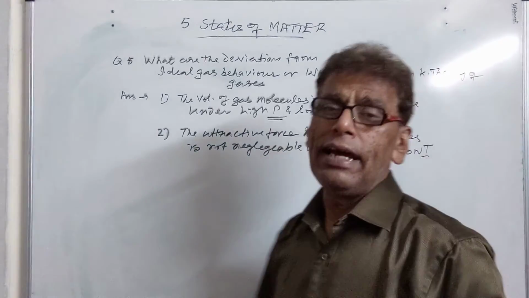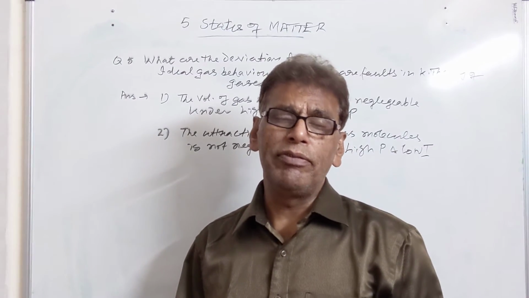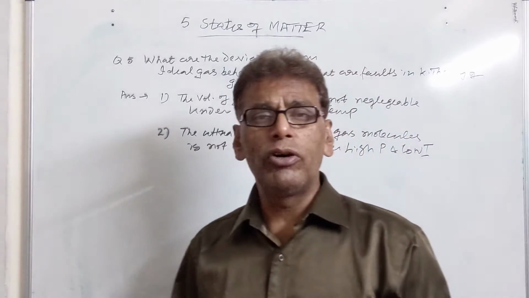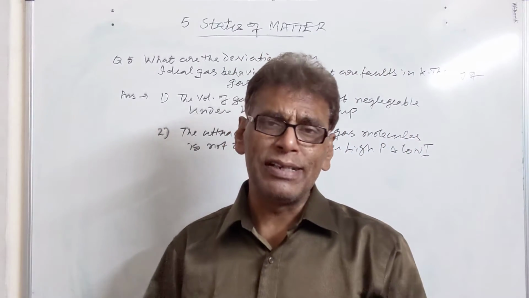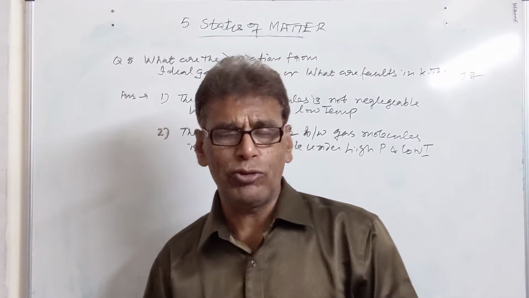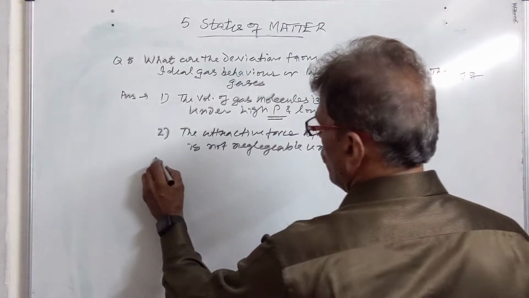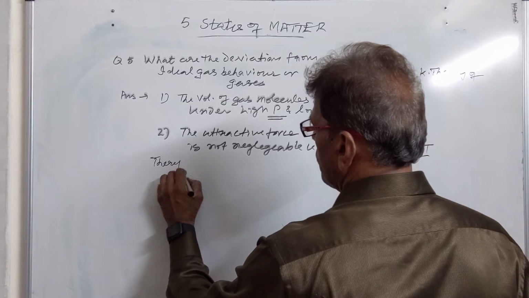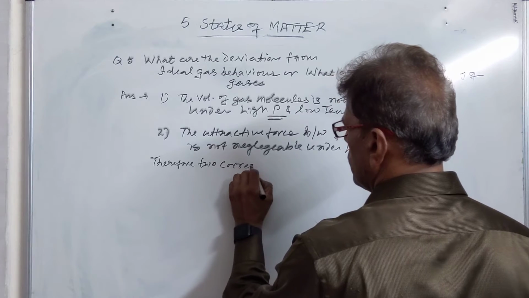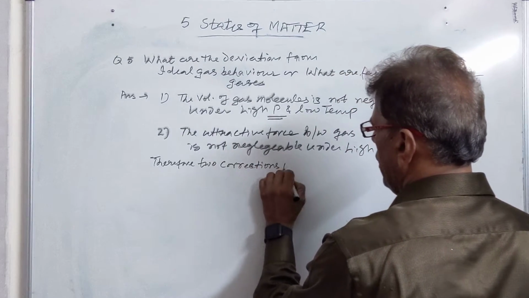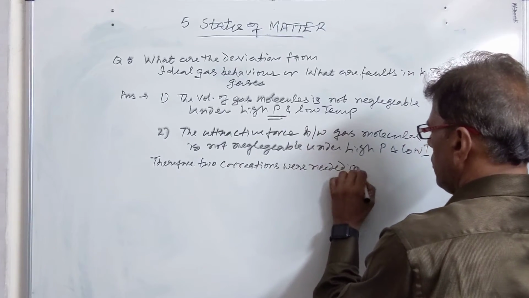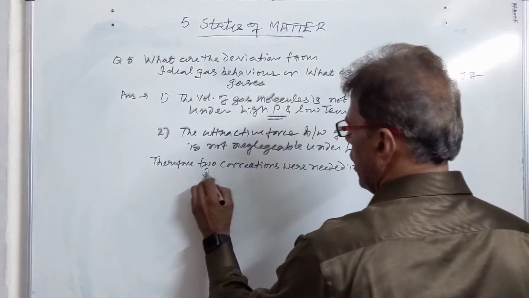So when there is an attraction between the gas molecules, definitely the pressure of the gas is likely to fall. Therefore, what is the fall in pressure due to generation of attractive force? We have to introduce a correction there also. So two corrections were needed in the ideal gas equation.